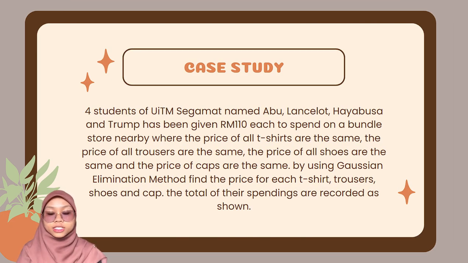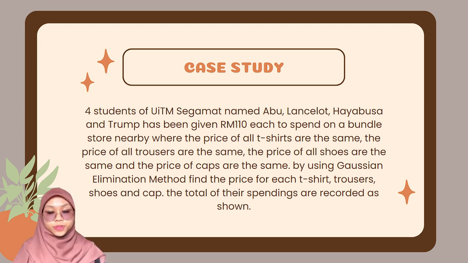Hi everyone, I'm Nur Anisha binti Nur Shamsi, and I will proceed with our case study as shown in our slide. Our case study is 4 students of UiTM Segamat named Abu, Lancelot, Hayabusa and Trump who have been given RM110 each to spend on a bundle store nearby where the price of all t-shirts are the same, the price of all trousers are the same, the price of shoes are the same, and the price of all caps are the same. By using Gaussian elimination method, find the price for each t-shirt, trousers, shoes, and cap.